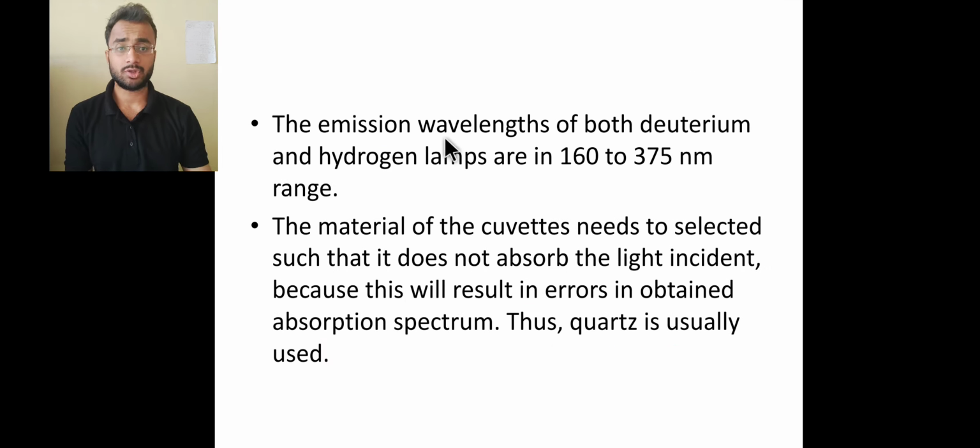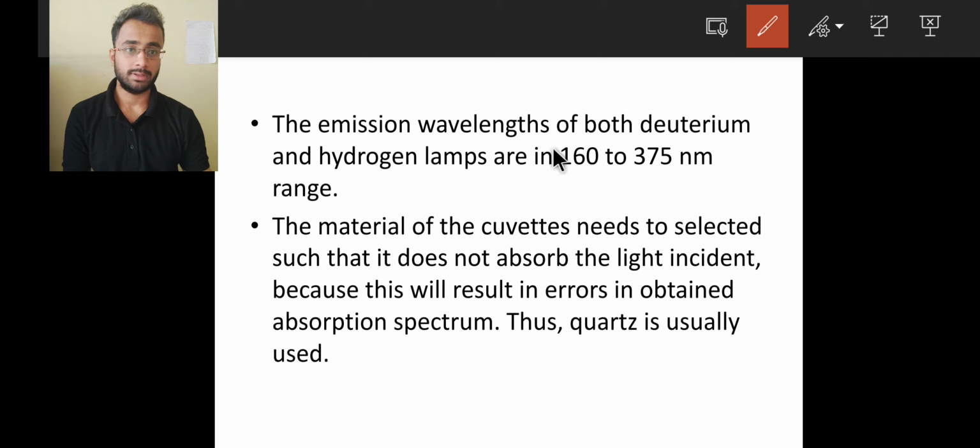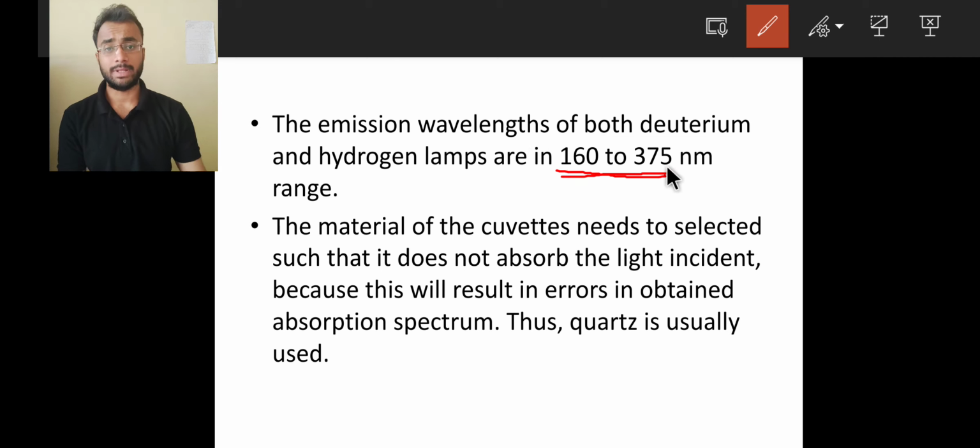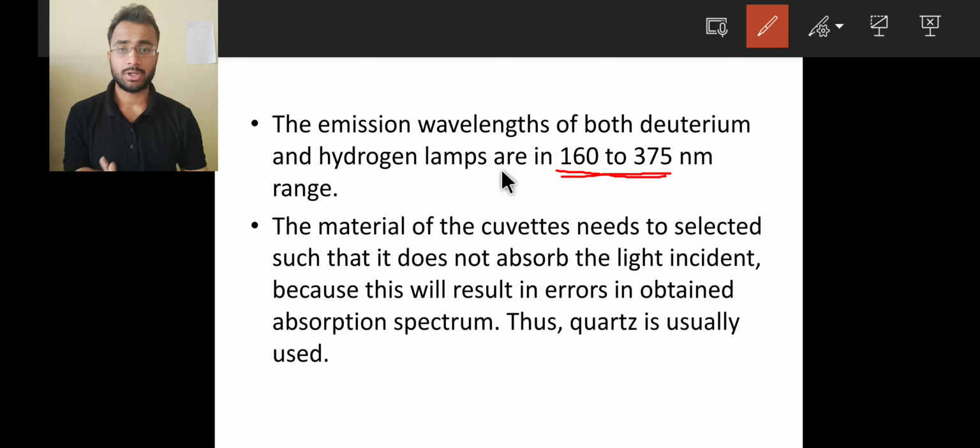So the emission wavelength of both deuterium and hydrogen lamps is in the 160 to 375 nanometer range. This is the range for UV light, near UV and far UV light. This deuterium and hydrogen lamp will produce a wavelength of this nanometer range.